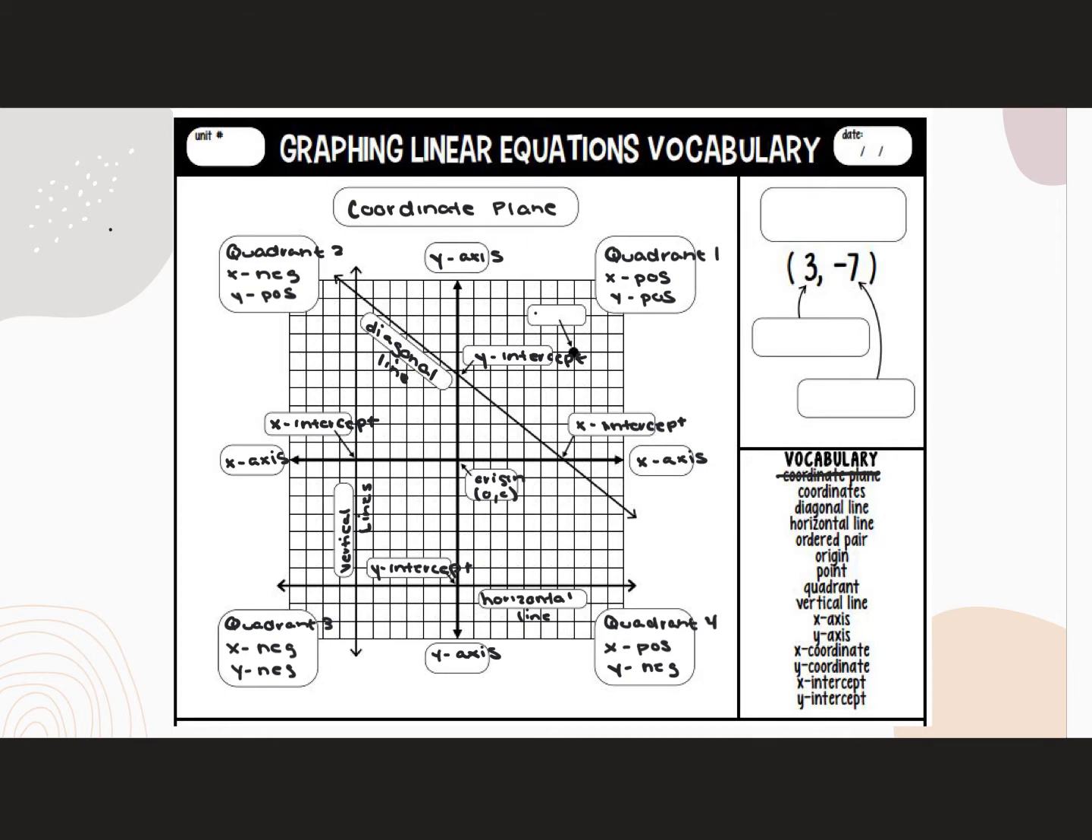We also have a point. All right. So over here we have an ordered pair, where the first one's always your x-coordinate and the second is always your y-coordinate.